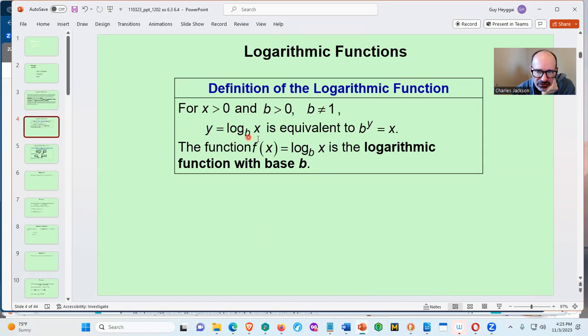Okay. This logarithmic equation, y equals log base b of x, is just the same thing as the familiar b to the y equals x, an exponential equation, where of course y, which is the logarithm, is the exponent.